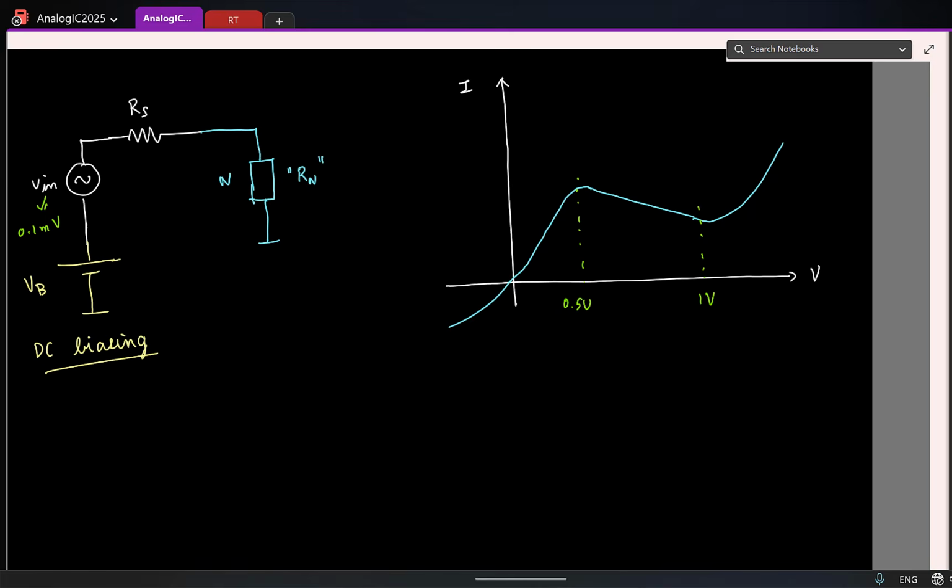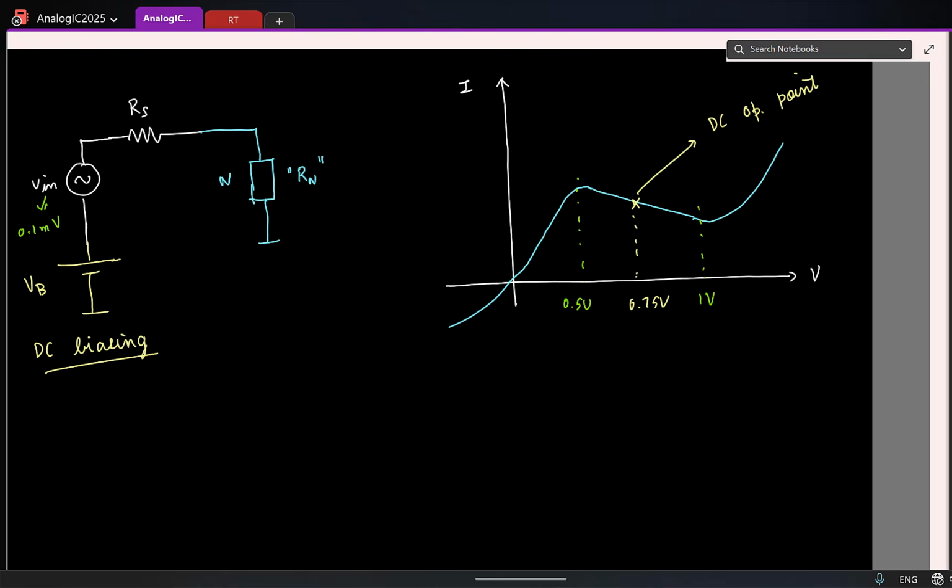And let us say, optimally, I would want to be somewhere here in the middle, let us say 0.75 volts. And this point we'll call the DC operating point. I'm hoping biasing and operating points are terms that you have already heard. If not, it's okay, you can learn it now, not a big deal.